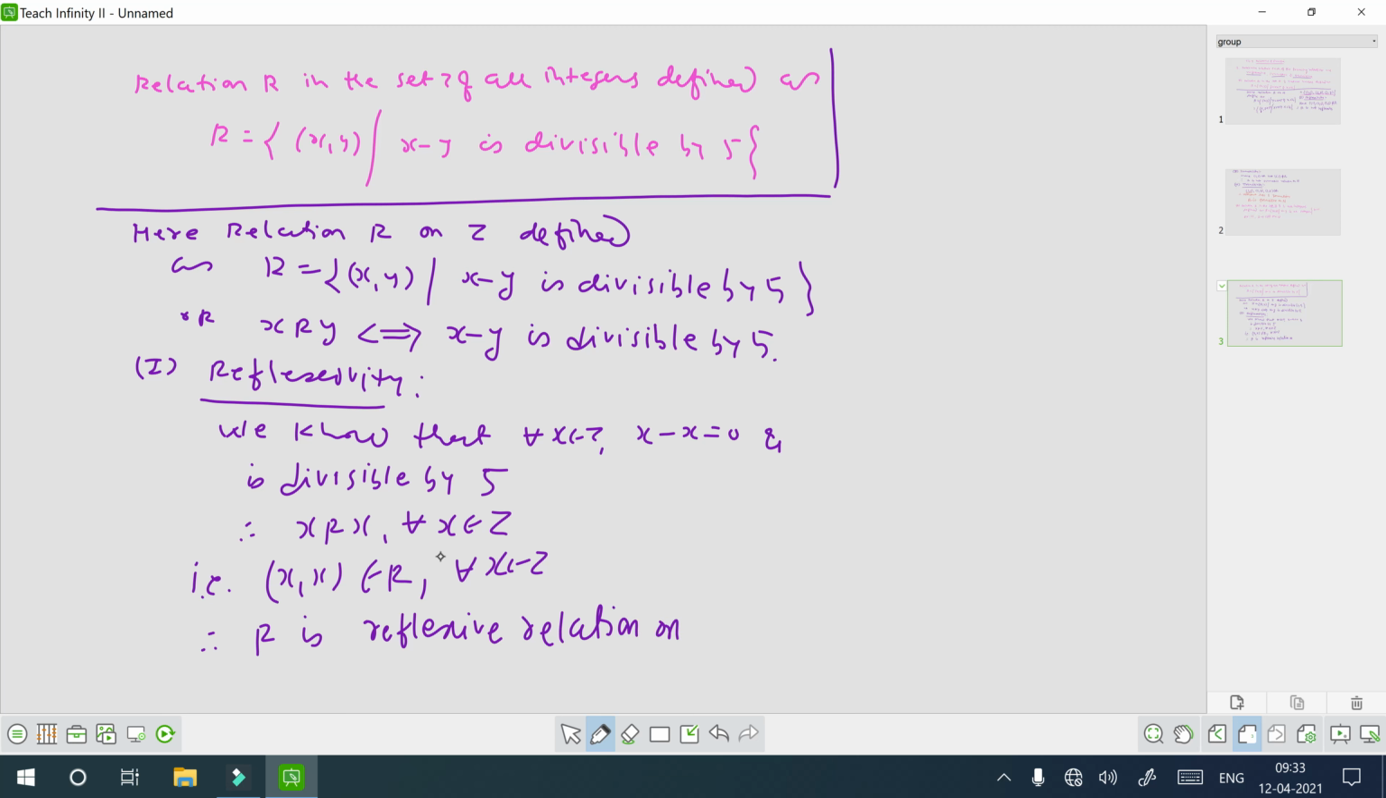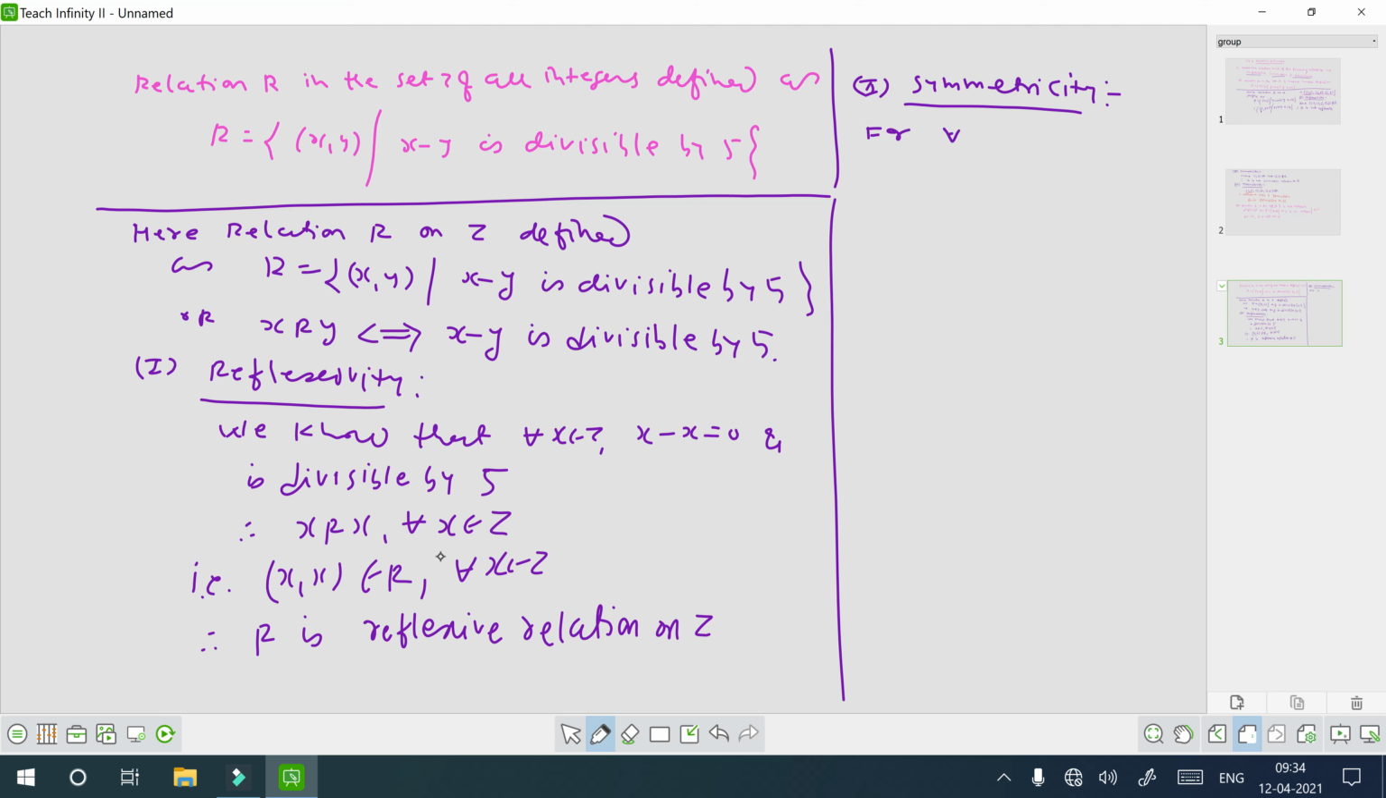Relation on Z. Clear? Now see here. Second part, what we have to check? Symmetric. That means symmetricity. Symmetricity means what? To check whether the given relation is symmetric or not is known as symmetricity. To check whether the given relation is reflexive or not, that is reflexivity. And to check whether the given relation is transitive or not, that is transitivity.